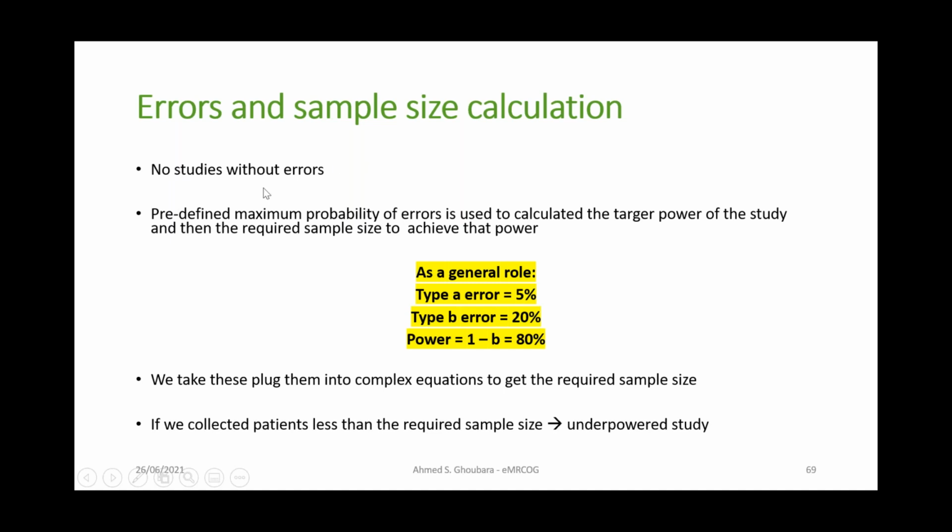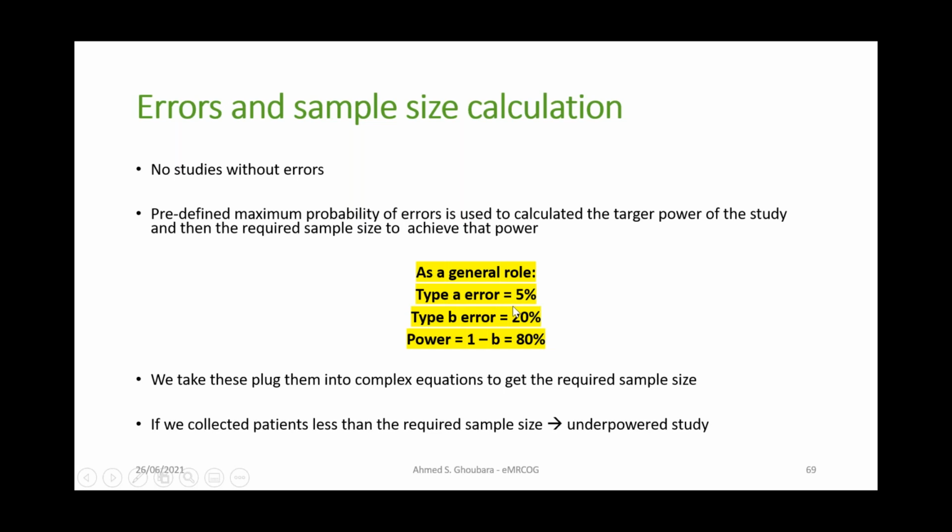So, no studies without errors. The predefined maximum probability of errors used to calculate the target power of the study should be like this. Type A error shouldn't be more than 5%. Type B error shouldn't be more than 20%. The power of the study is 1 minus B, which is 100 minus 20, so it should be 80%. So type A is 5%.